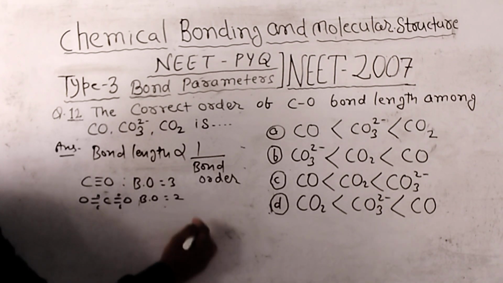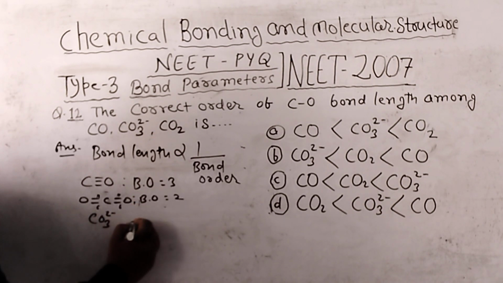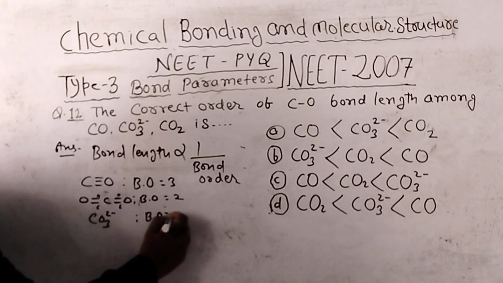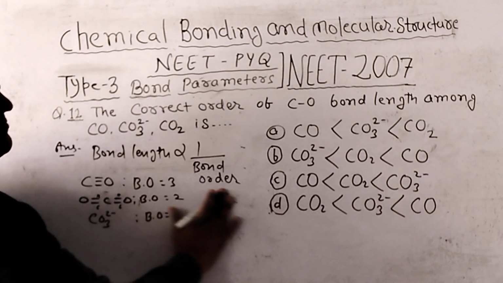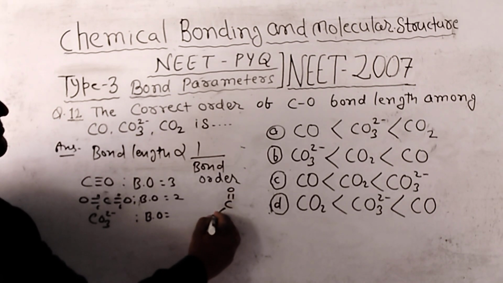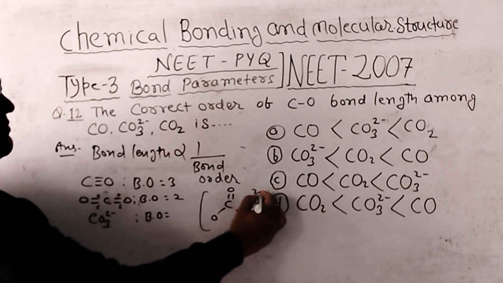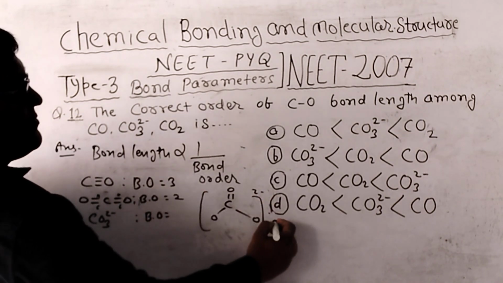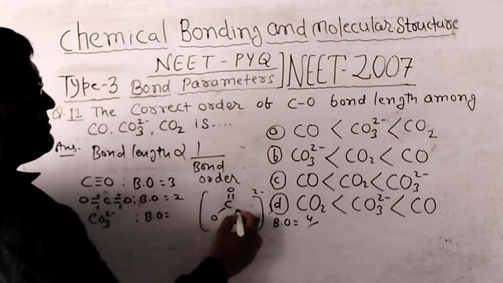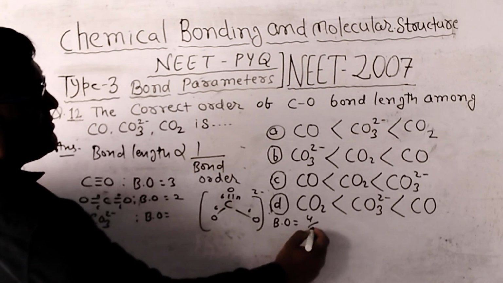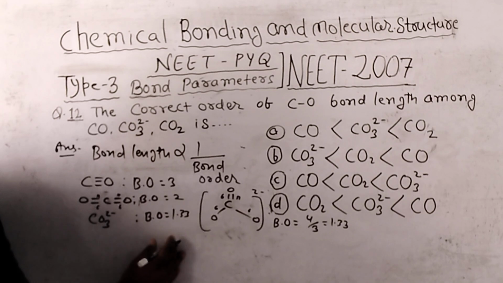After that, in case of CO3 2-, the carbonate ion. Now the bond order formula: this is the structure of the CO3 double minus carbonate ion. Bond order is equal to the total number of bonds, 4, divided by the number of sigma bonds, 3. So 1.33 is the bond order.